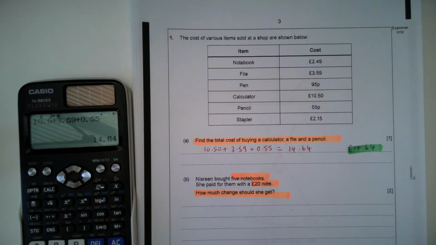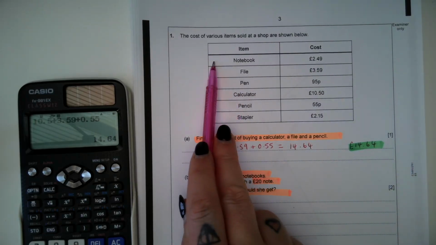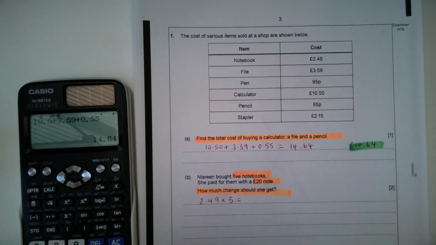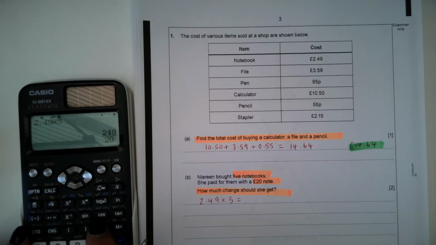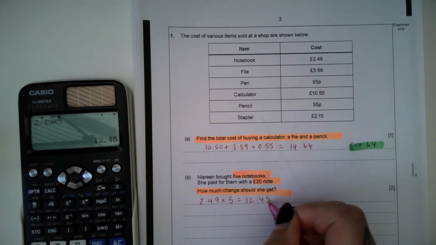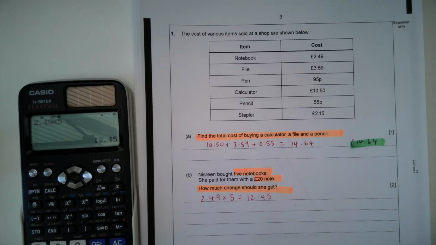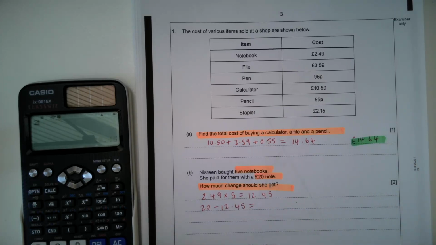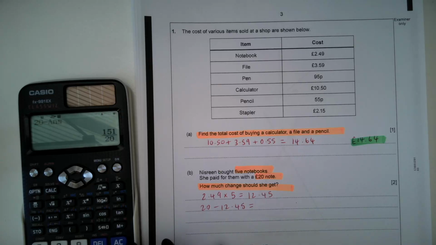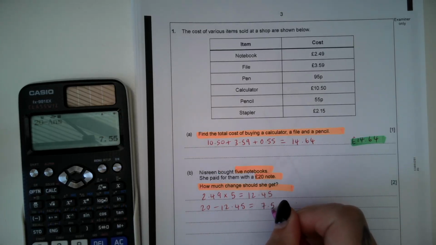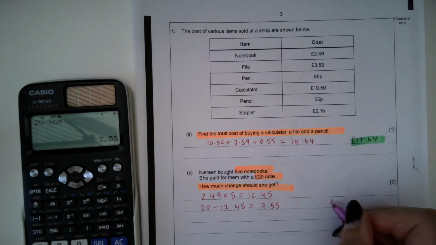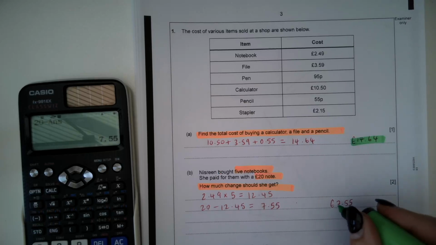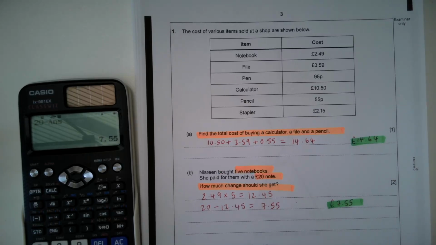So she bought 5 notebooks. Let's see how much 5 notebooks costs. So notebooks are £2.49. So £2.49 multiplied by 5. £12.45. She pays for them with a £20 note. So I'm going to do 20, subtract the £12.45 to see how much change she gets. So that's 7.55. So it's £7.55. You'll get the marks whether you work in pounds or pence, guys. It's just my preference to work in pounds.